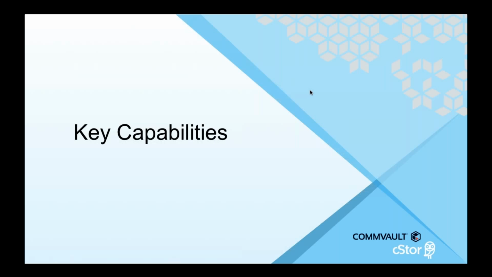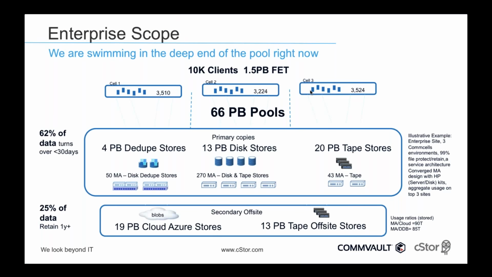So, what have we done? From the enterprise, this is a real world scenario. In the current architecture, we're able to scale in very, very large environments: 10,000 clients, 1.5 petabytes of front end data, over 66 petabytes in disk pools. And as you can see, this is a massive environment.